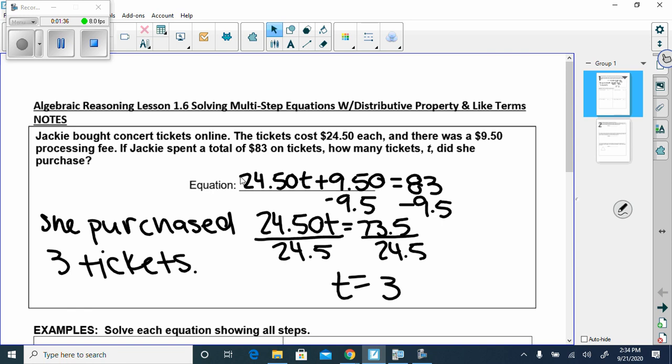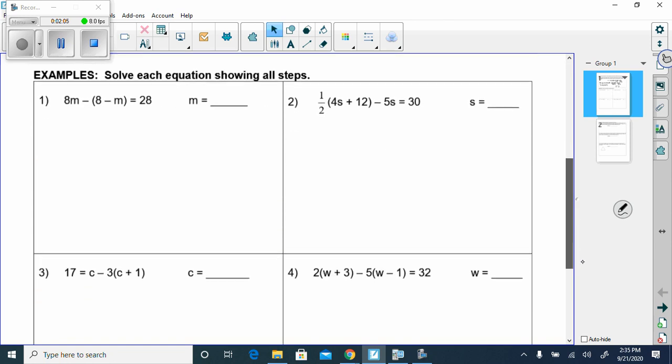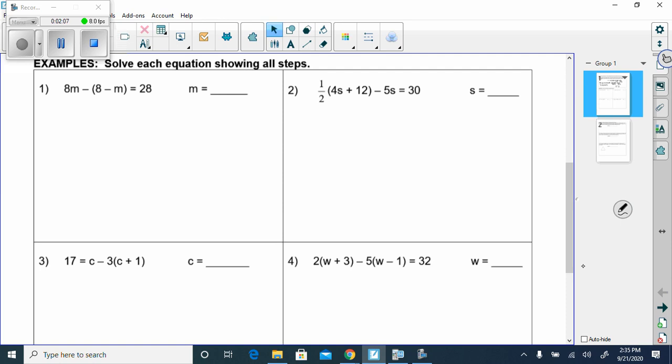Okay. So that's what we were practicing last week, right? We write an equation, solve it. Last week we practiced when we had the distributive property, and we practiced combining like terms. Today's is going to have both the distributive property and combining like terms in the problems. So it might have one or the other, or it could have both. So let's look here. It says that we're going to solve each one of these equations.